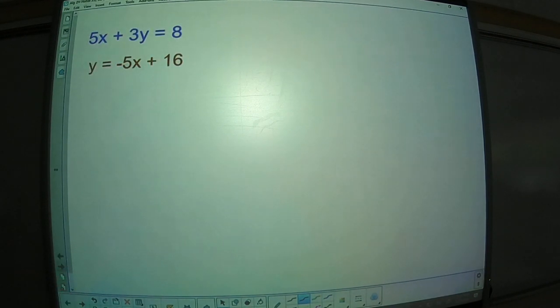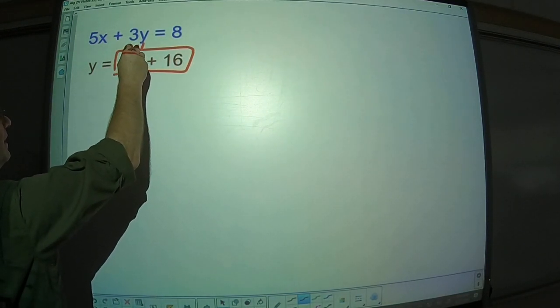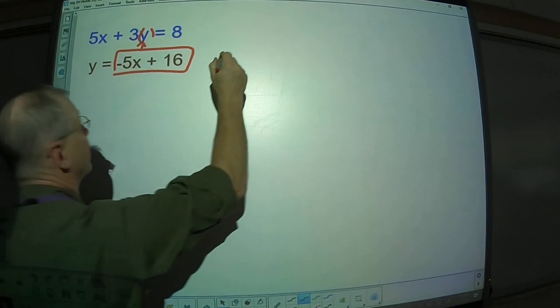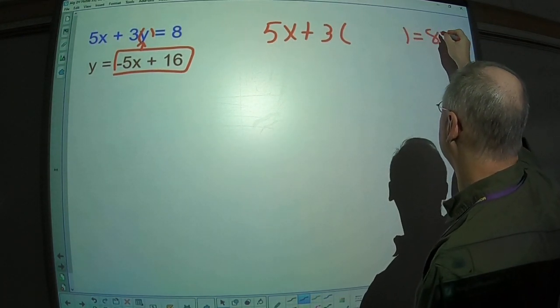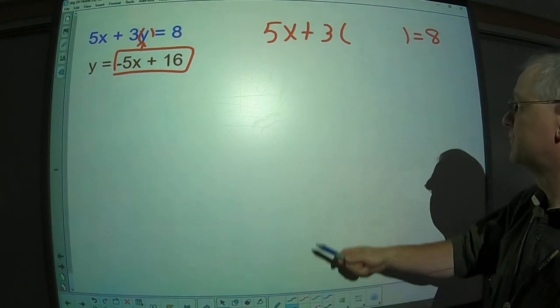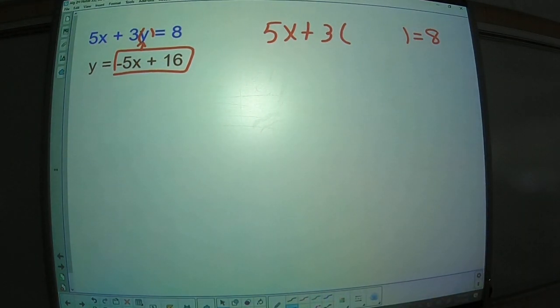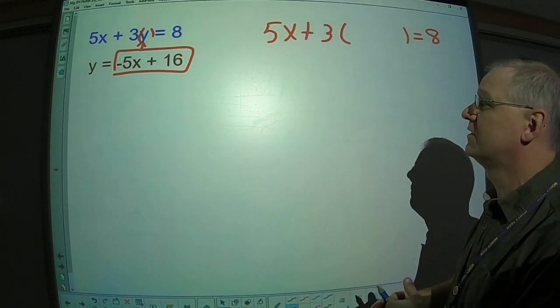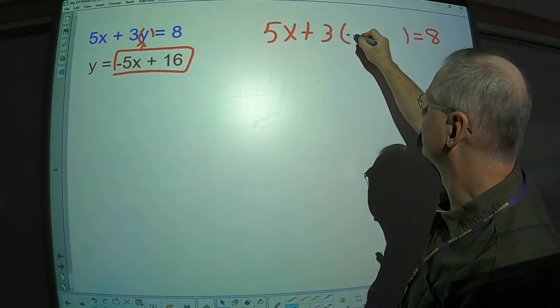Here we go. Here's our next example. Now, this one, y is already by itself, so I'm going to go ahead and take this expression and put it in place of y alone. So that gives me 5x plus 3 times whatever y is equals 8. It is a handy idea to put parentheses in place of y and then fill it in, even if it's just a single variable, just so that you keep track of everything and you don't lose little things like negative signs.